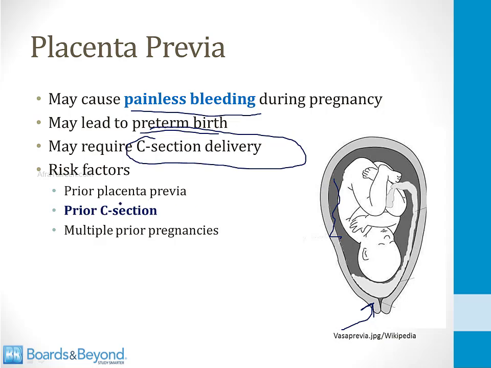So first of all, a woman who's had one placenta previa has already shown herself to be the type of person whose placenta likes to attach over the cervical os. And then women who've had a prior C-section or multiple prior pregnancies may have other parts of their uterus that are not entirely normal, from the prior C-section or the prior pregnancies, and therefore the cervical os ends up being the best spot for the placenta to attach.